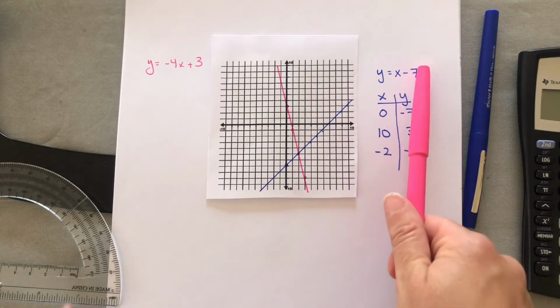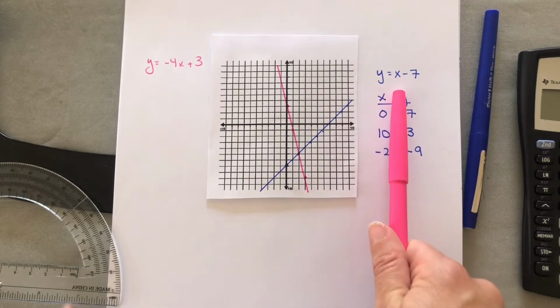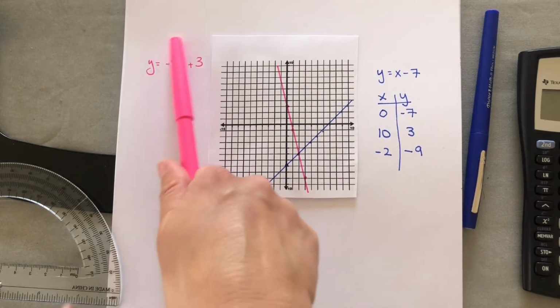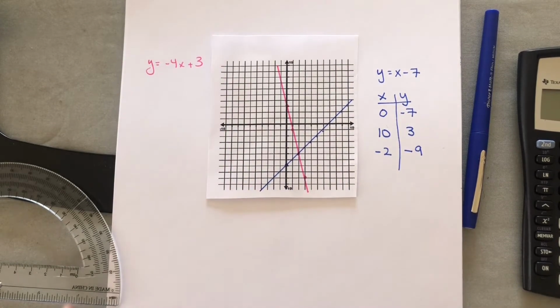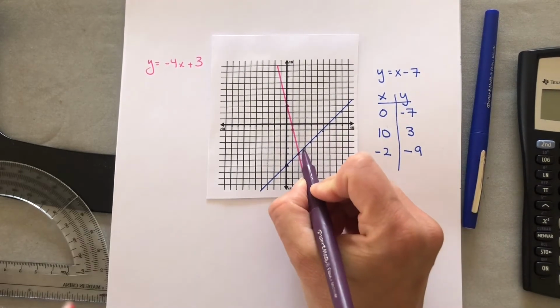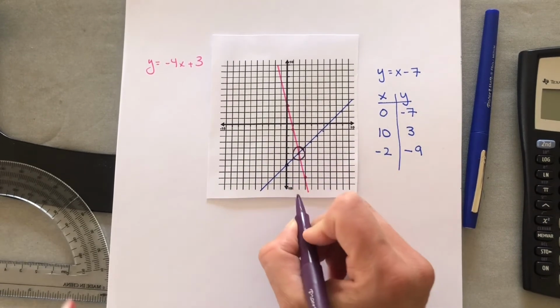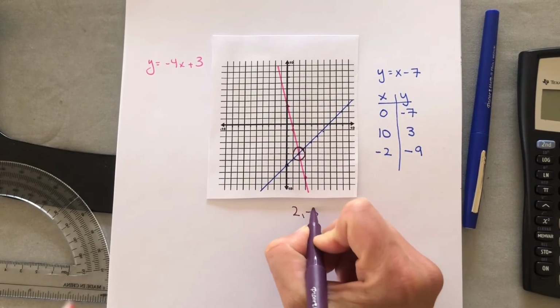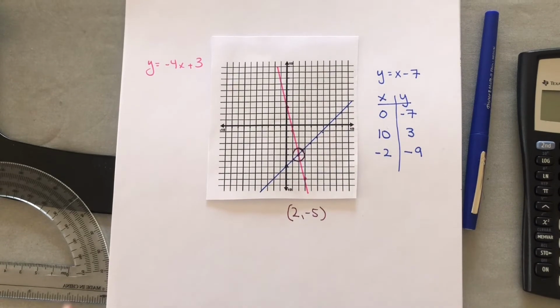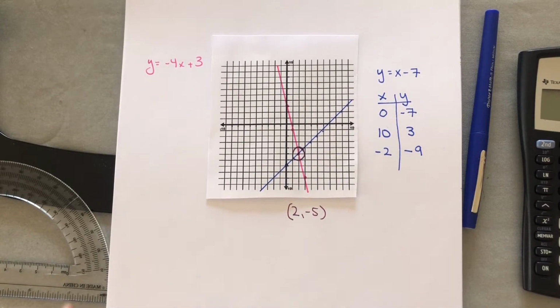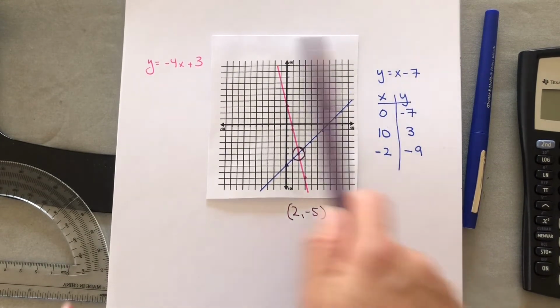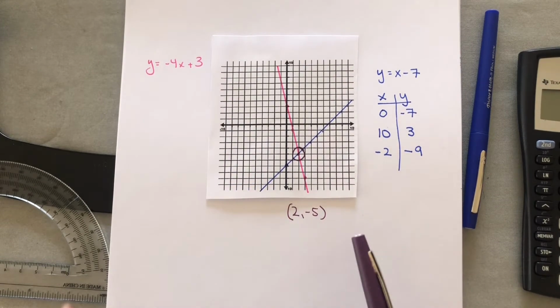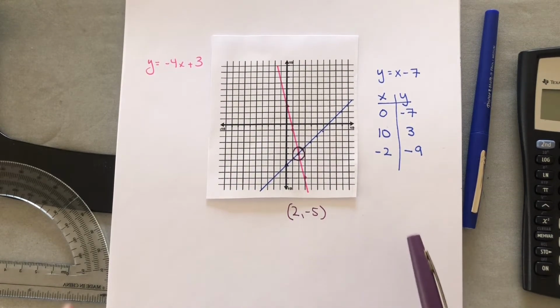So the blue line represents all the possible solutions to this equation, and the pink line represents all the possible solutions to this equation. And you'll notice that there's one point on the graph where those two lines are going to cross. That point right there, which is 2, negative 5, is the only value that will make both this equation and that equation true. So it is a solution to both equations.